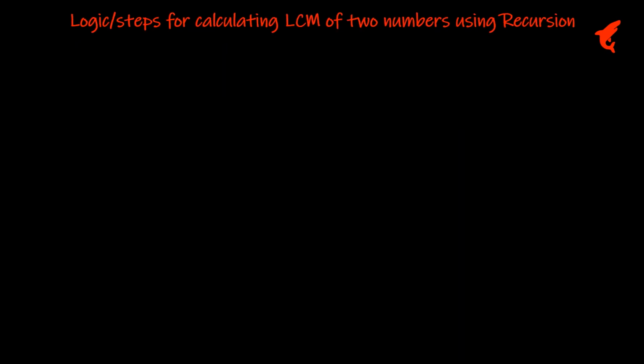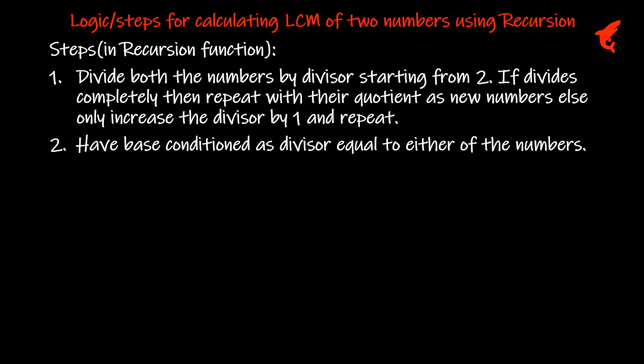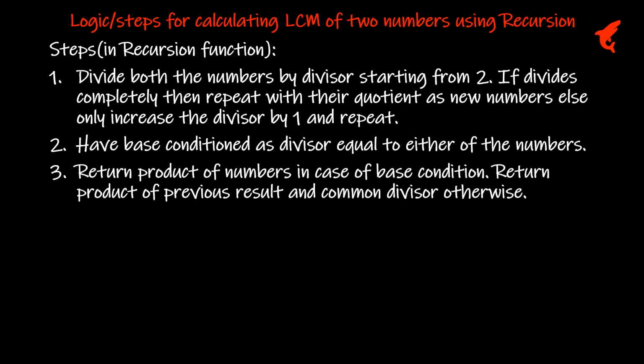So what are the steps? First, divide both the numbers by a divisor value starting from 2. If this divisor value can completely divide these two numbers, we reduce the numbers to their quotients, right? If it cannot, then you increase the value of the divisor by 1, right? Then we have a base condition as divisor value is either of these two numbers or their quotient, okay? When the divisor value reaches this particular number value or the quotient value, that is where we stop, right?